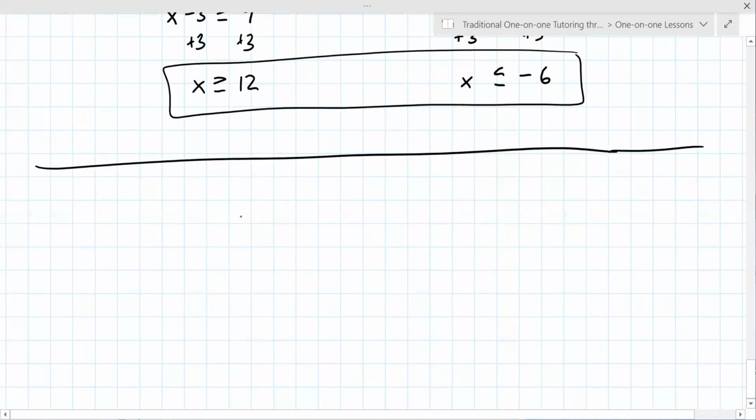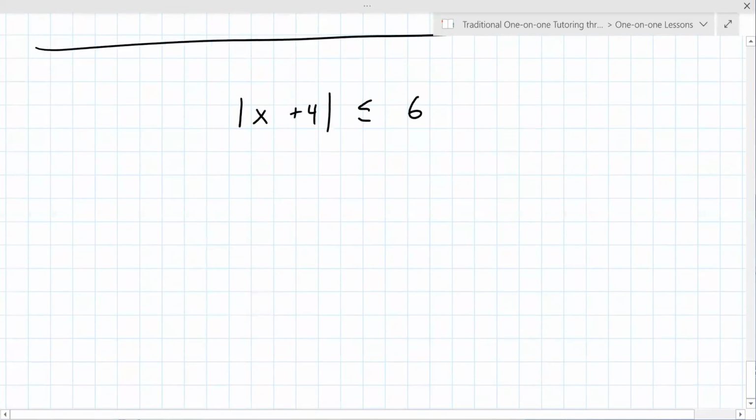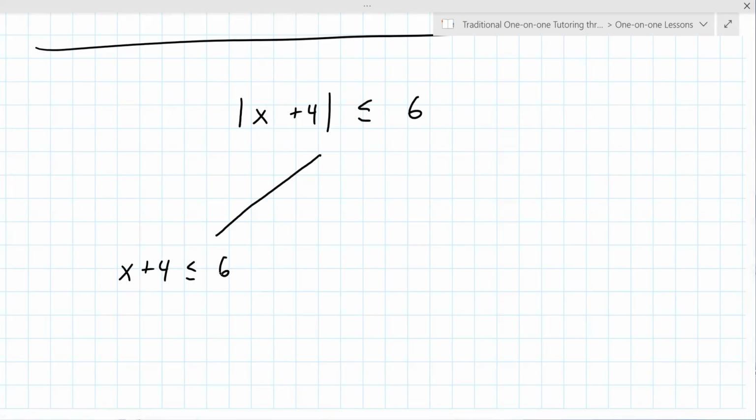So let's try another one. Say absolute value of x plus 4 less than or equal to 6. So our first path down the left here, you're going to write exactly what is here, but without the absolute value. x plus 4 less than or equal to 6.